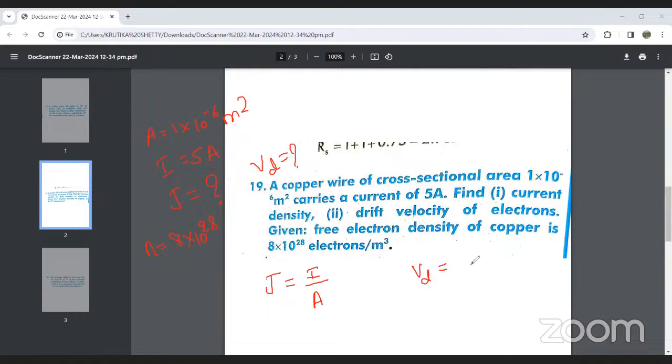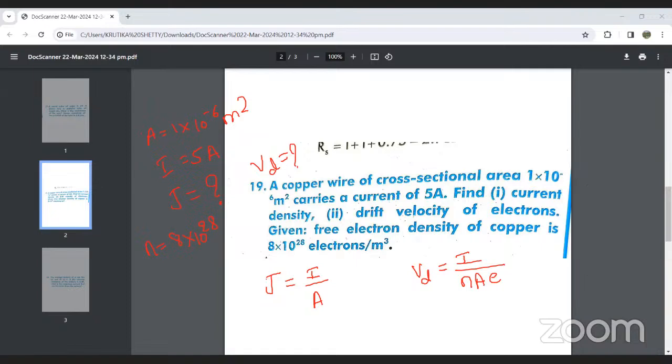So you have already derived the drift velocity formula, students. It is I divided by nAe. The current is given, the number density n is 8 into 10 raised to 28, that is also given. Area is 10 raised to -6 and the charge of the electron is 1.6 into 10 raised to -19 coulomb.